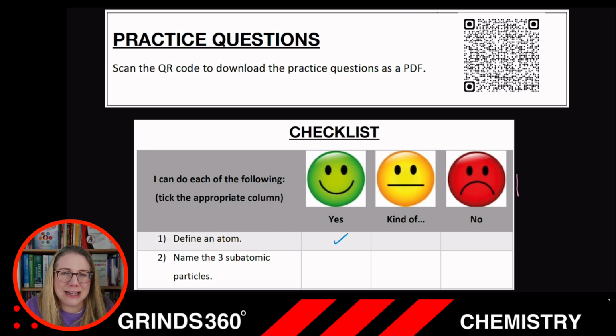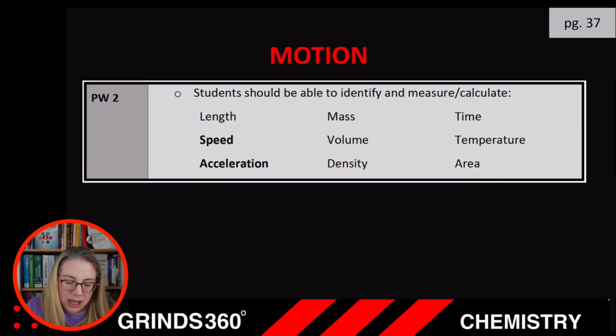If you're a little bit hazy, you kind of know what an atom is, then tick kind of, or no, that means that's something you need to go back and learn. Name the 3 subatomic particles, and then there's other checklist questions as well. So being able to give the number of protons, or the charges and the masses on your protons, neutrons, and electrons, etc. Right, that's it for our chemical world topic that I wanted to cover today.